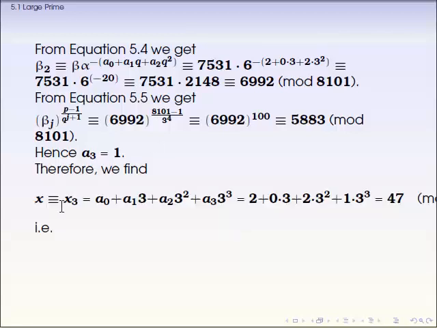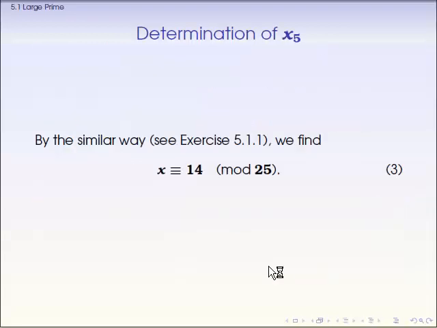So altogether, our x3 is a combination of these 4 terms, and each of a0, a1, a2, a3 is 2, 0, 2, 1. So altogether it is 47, which means our unknown x is congruent to 47 modulo 3 to the 4th, or 81.